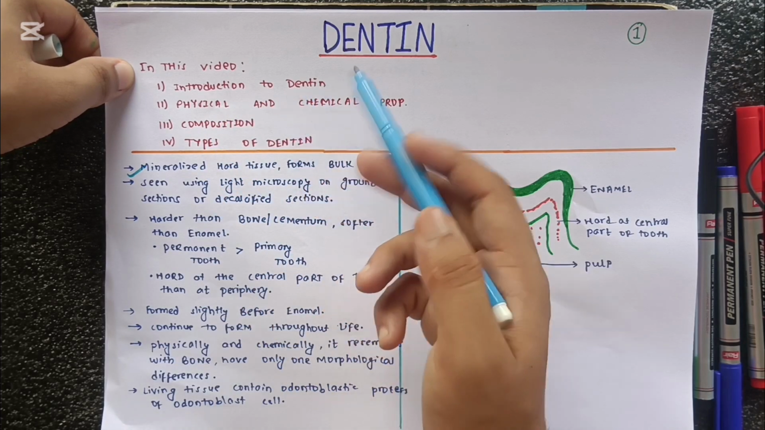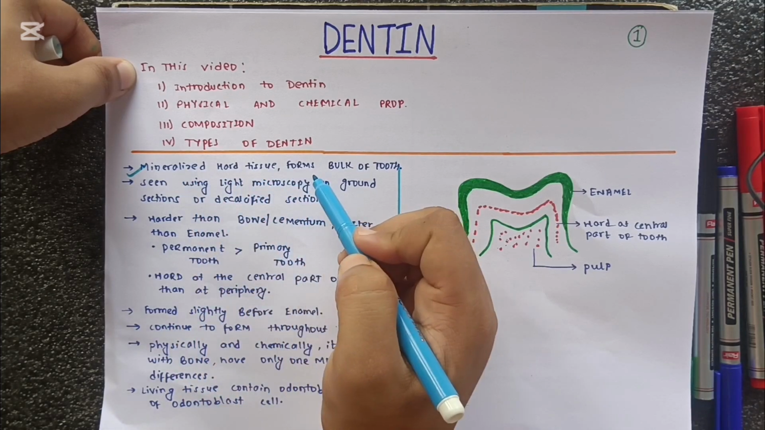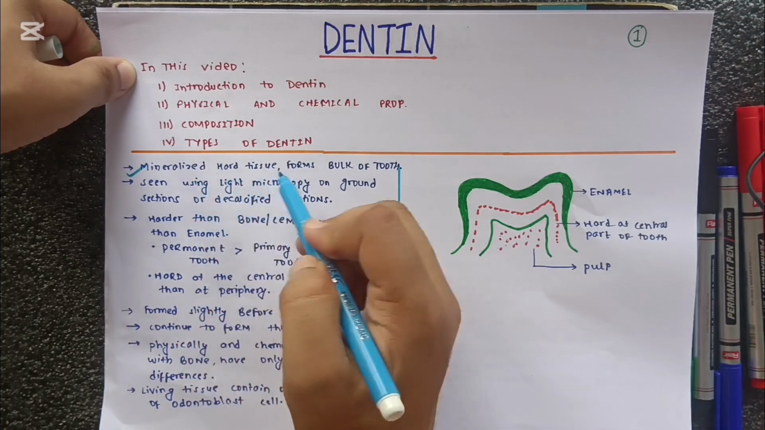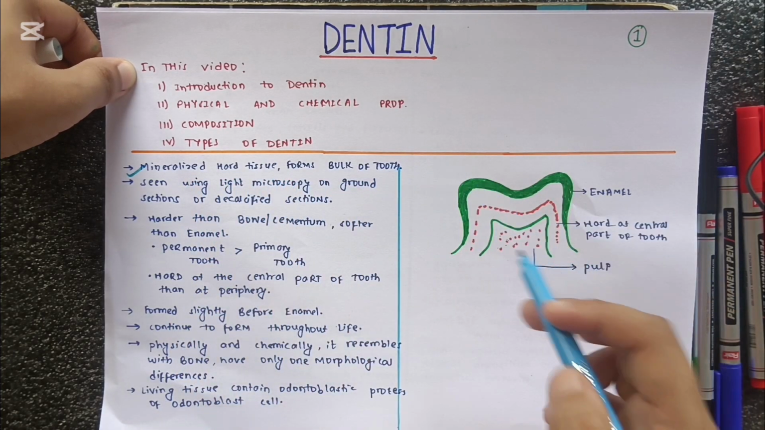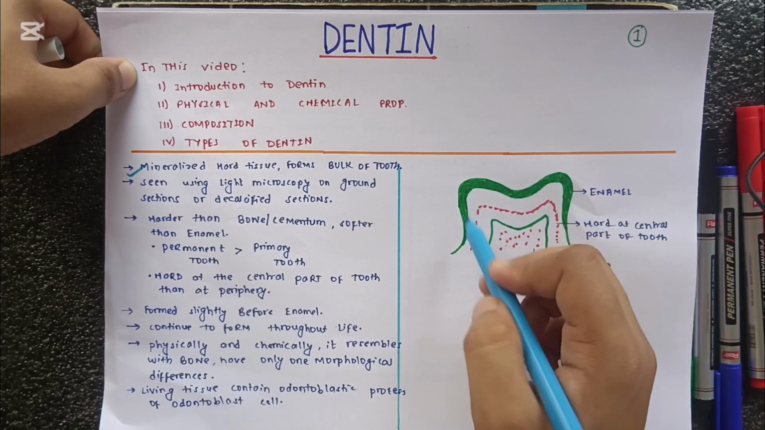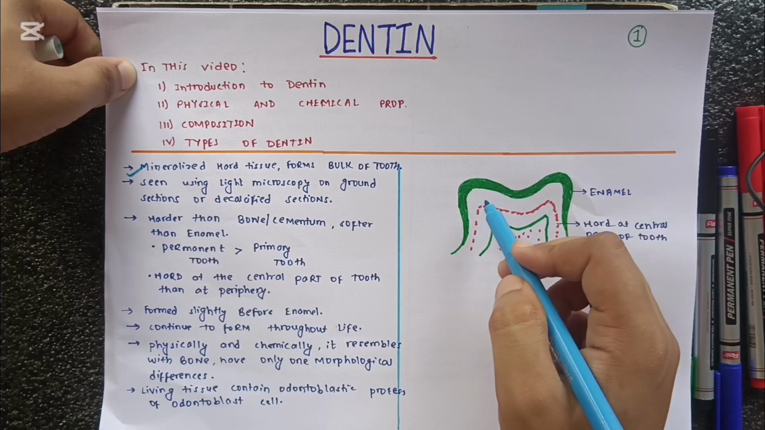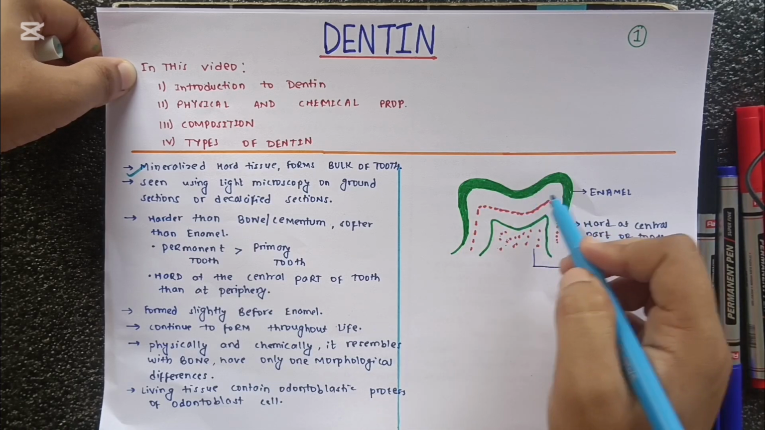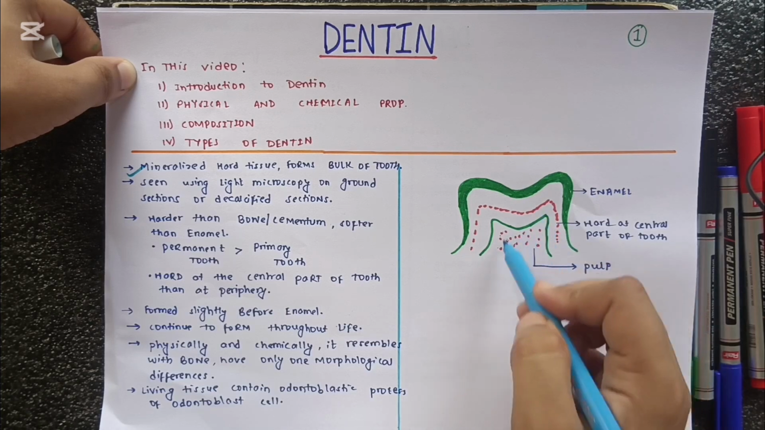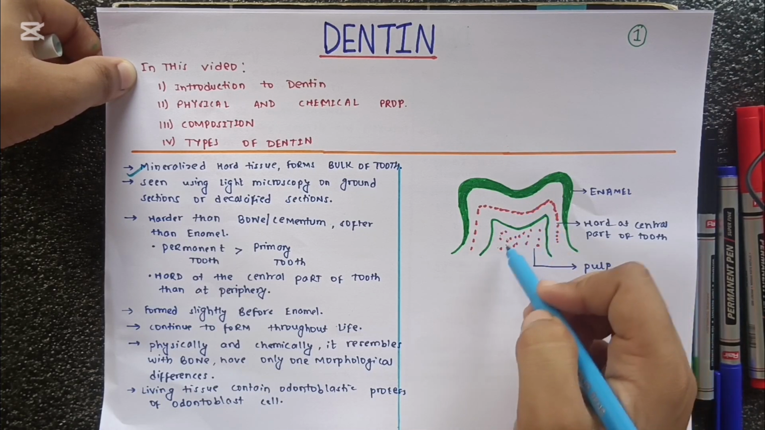In this first section of today's video, dentin is a mineralized hard tissue that forms the bulk of the tooth. I think everyone knows this. In this figure I want to show you that the portion colored green is enamel. Similarly, the portion of the tooth that is beneath this enamel is the dentin, and the portion beneath this dentin is the pulp. This green line is separating the dentin from the pulp.